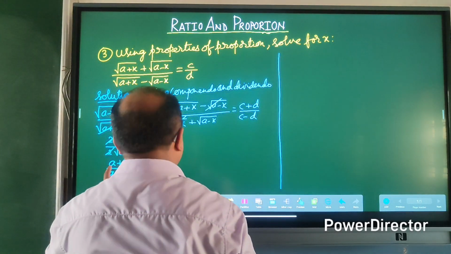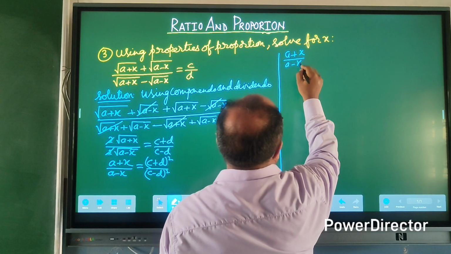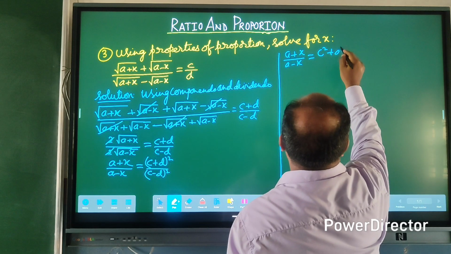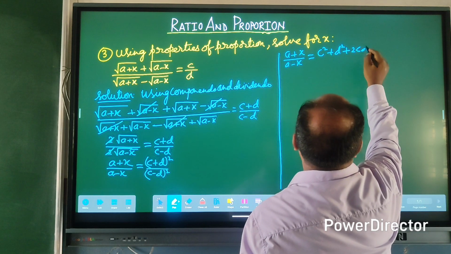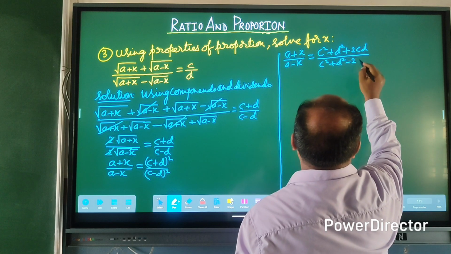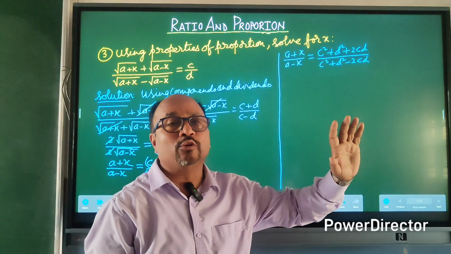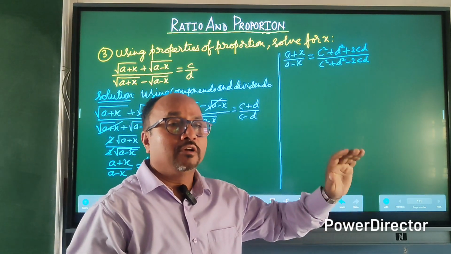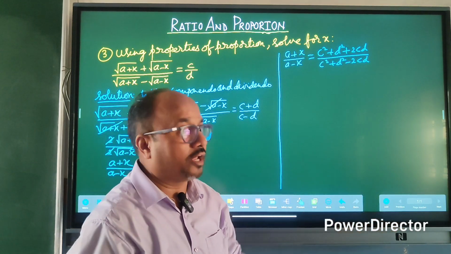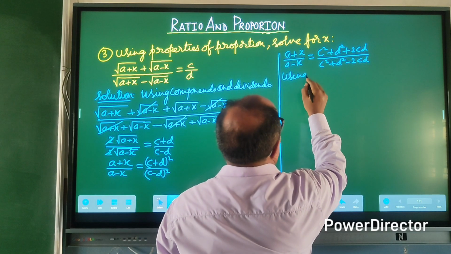Solving on this side, a plus x by a minus x is written as it is. Now c plus d whole square is c square plus d square plus 2cd, and the denominator is c square plus d square minus 2cd. Now again I see that numerator and denominator are the same, so we are going to apply componendo and dividendo again.